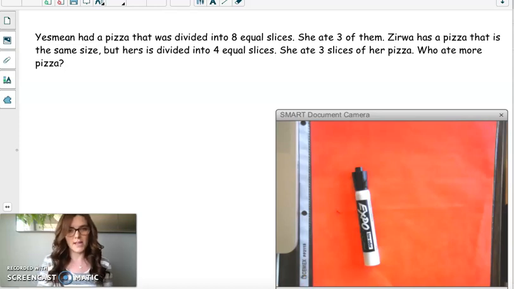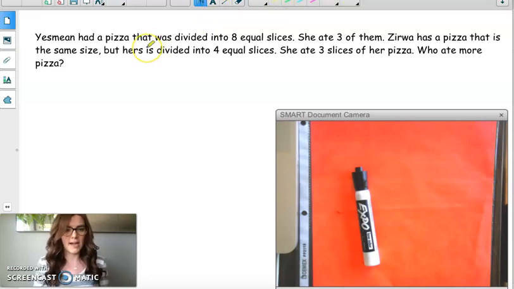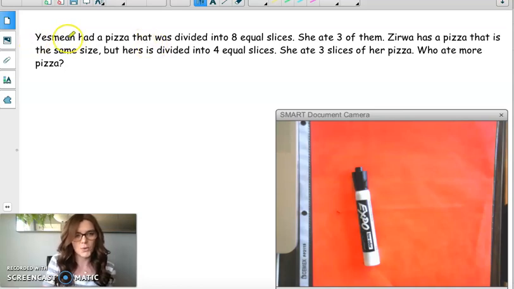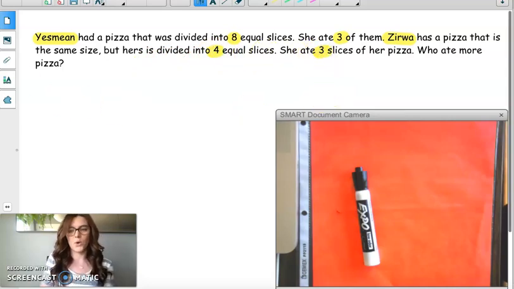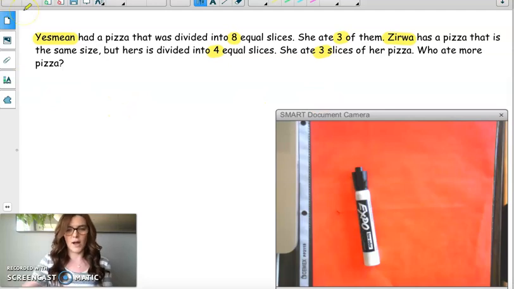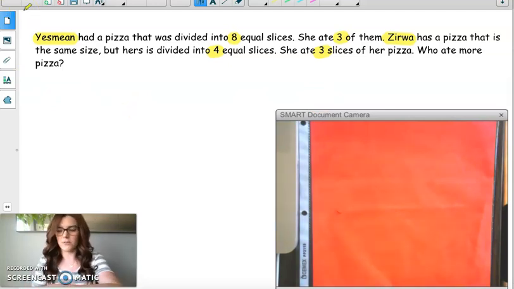So let's jump right into our first word problem. I'm going to highlight important information while I am reading the question. Yasmin had a pizza that was divided into 8 equal slices. She ate 3 of them. Zurwa had a pizza that was the same size, but hers is divided into 4 equal slices. She ate 3 slices of her pizza. Who ate more pizza? I'm going to write all this information down.